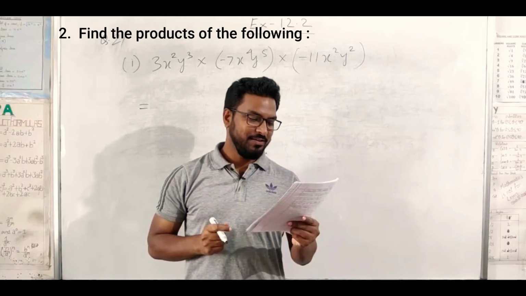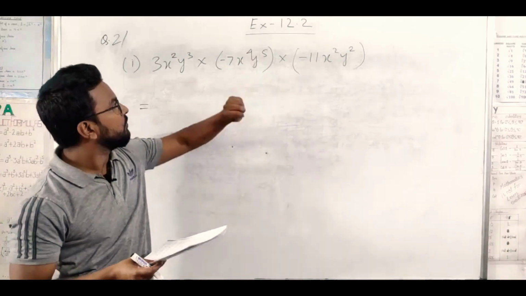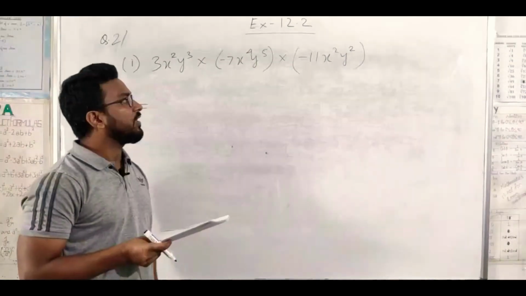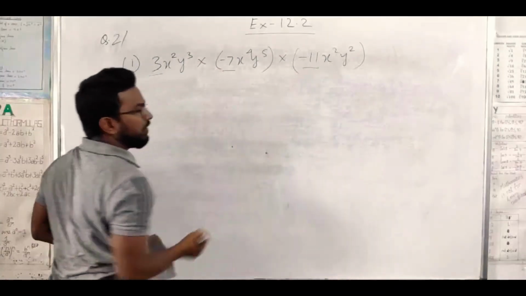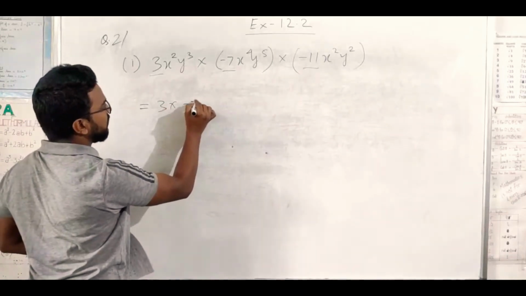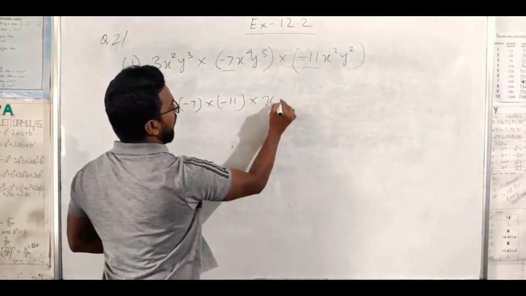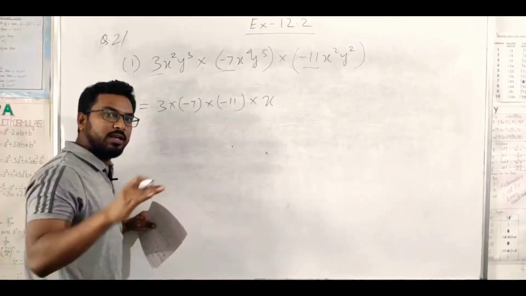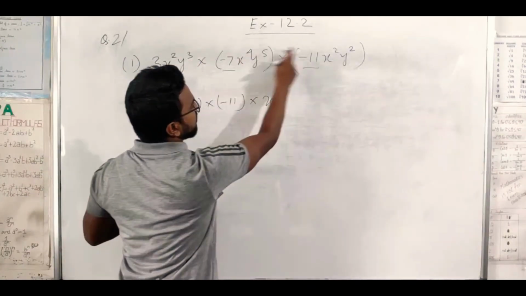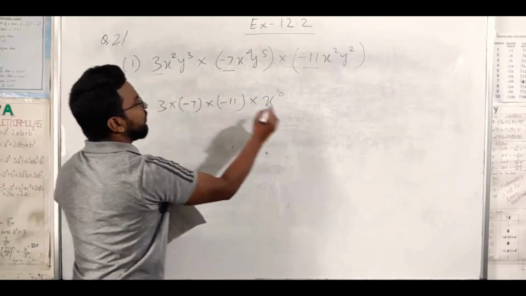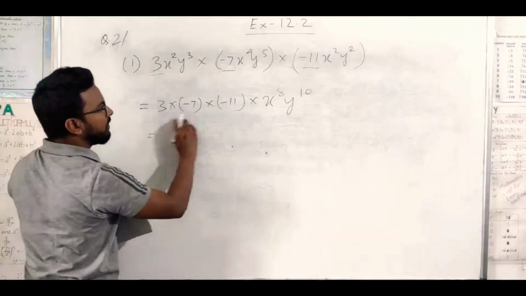So our next question is given, find the product of the following. The question is 3x square y cube into minus 7x to the power 4 y to the power 5 into minus 11 x square y square. Okay, so you have to multiply. First we'll multiply all the numerical values, that is 3 into minus 7 into minus 11, into x. How many x are here? We'll directly do it. 2 plus 4, that is 6. 6 plus 2 is 8. How many y? 3 plus 5, 8. 8 plus 2, 10. Now you multiply the numerical values.